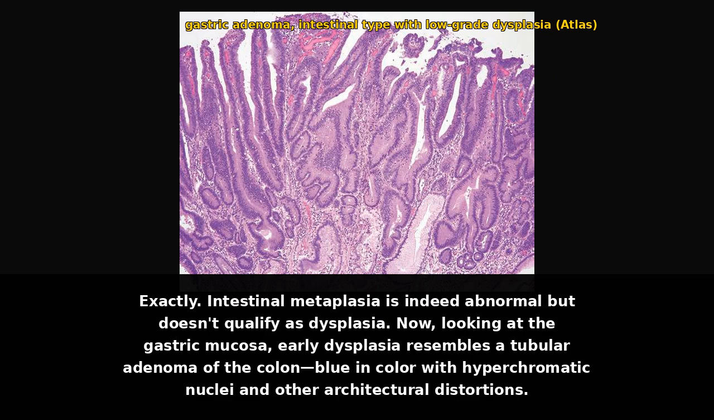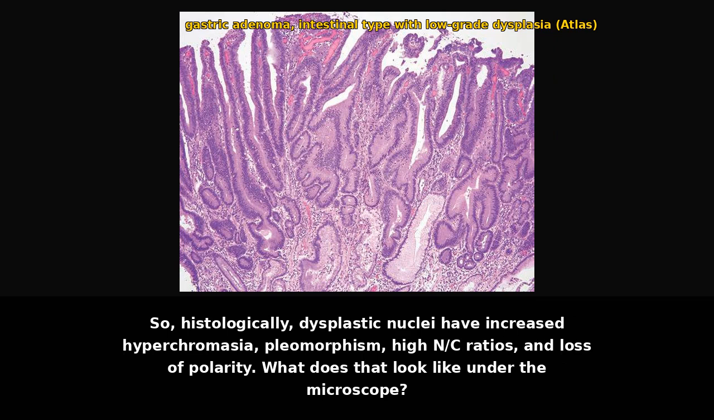Now, looking at the gastric mucosa, early dysplasia resembles a tubular adenoma of the colon, blue in color with hyperchromatic nuclei and other architectural distortions. So histologically, dysplastic nuclei have increased hyperchromasia, pleomorphism, high NC ratios, and loss of polarity. What does that look like under the microscope?